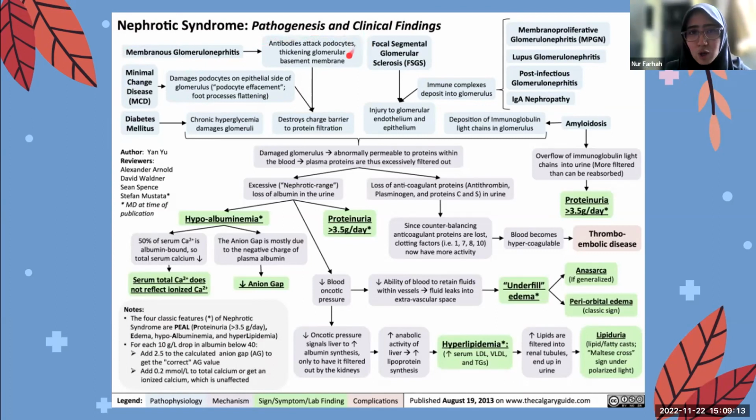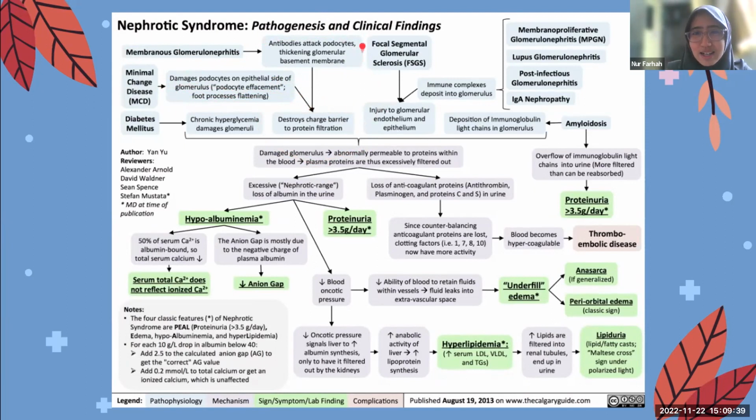So here the podocyte and glomerular basement membrane are two of the elements in the glomerular filtration barrier. With this damage, it will also damage the podocyte, and the charge barrier to protein filtration will be destroyed. So this will lead to protein being more accessible to be filtered out into the urine.